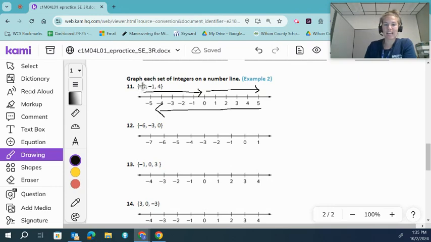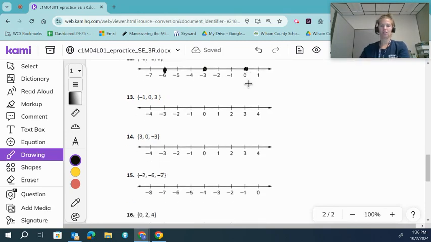So if we have -3, that means we start at 0 and we go in the negative direction 3, and we're going to plot that right there. Okay? And then -1 would be here, and +4 would be here. Okay, and then we have -6 on this one, -3. Again, those are to the left of 0. Okay, you can try those other ones if you would like.